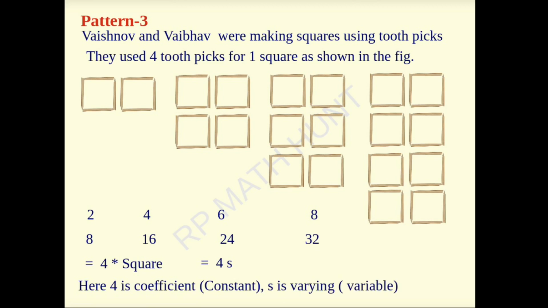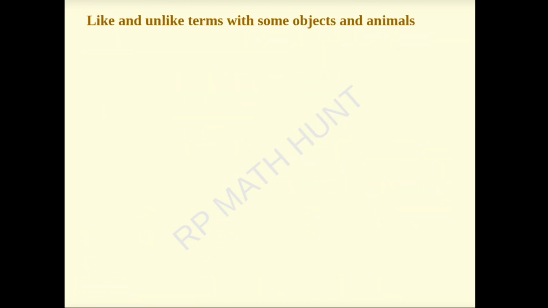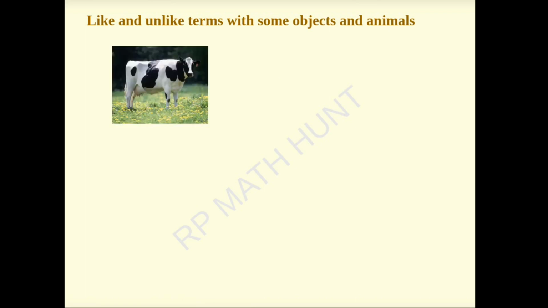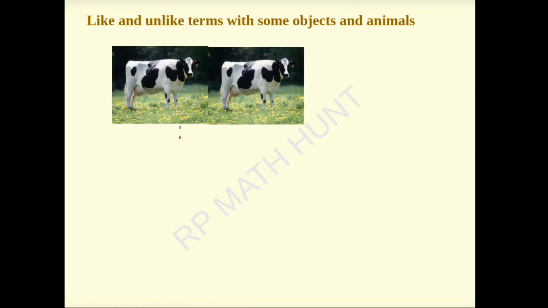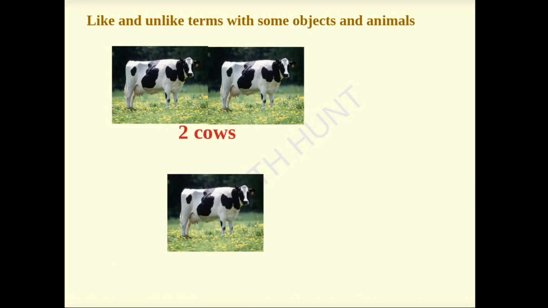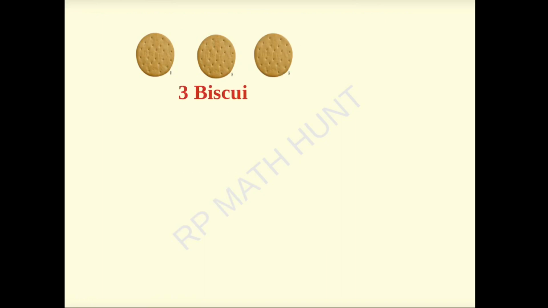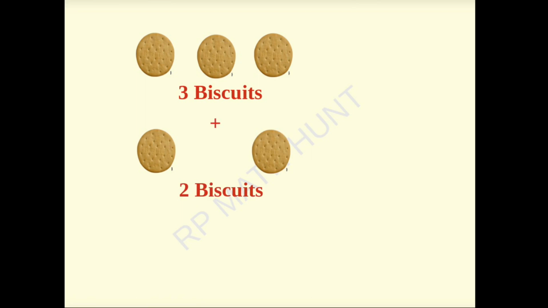Now, like and unlike terms with some objects and animals. My dear children, observe on the screen 2 cows and 1 cow. Can we add them? Yes, we can. It is 3 cows. Now, 3 biscuits, 2 biscuits. Can we add them? Yes, they are 5 biscuits.